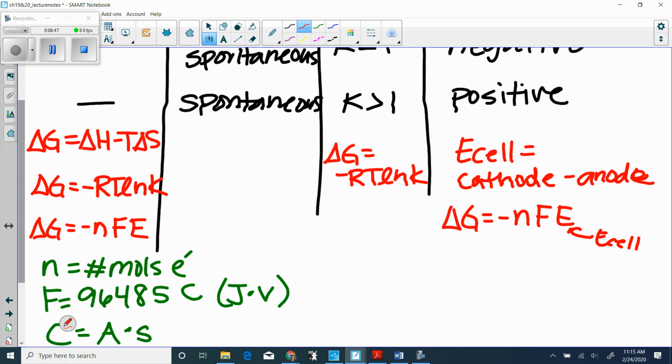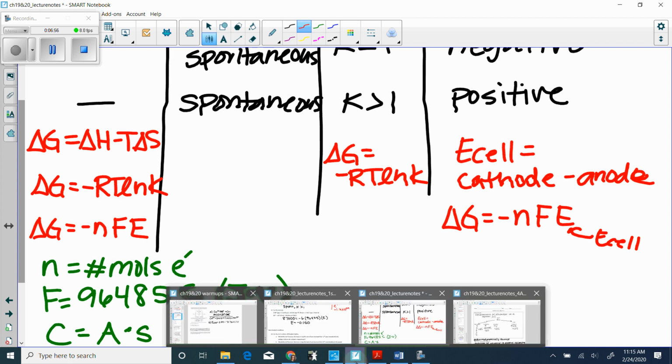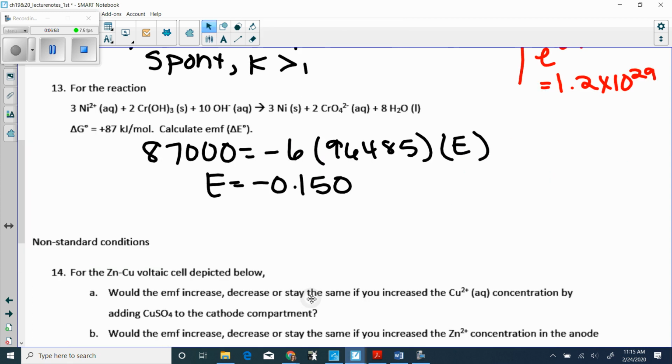We are going to start at sample problem 10, but leave your warm-up out because we need that for one thing, and leave your equation sheet out too. Okay? Look for sample problem 10.